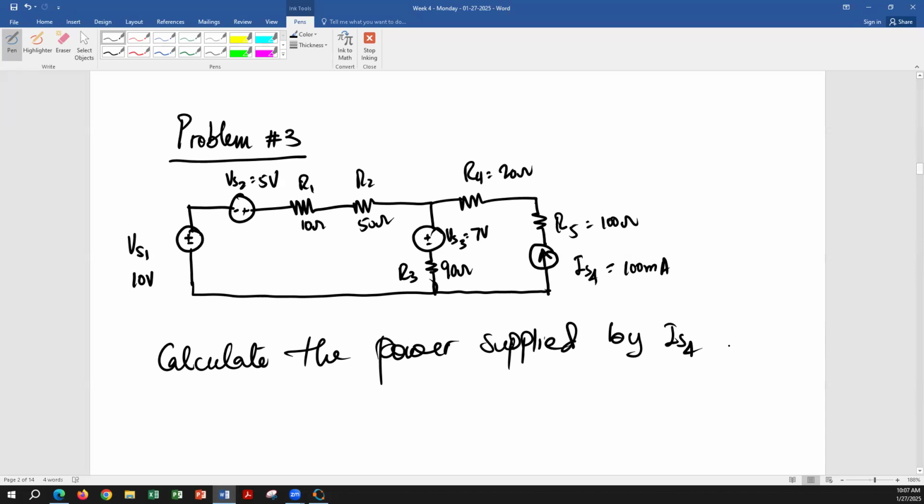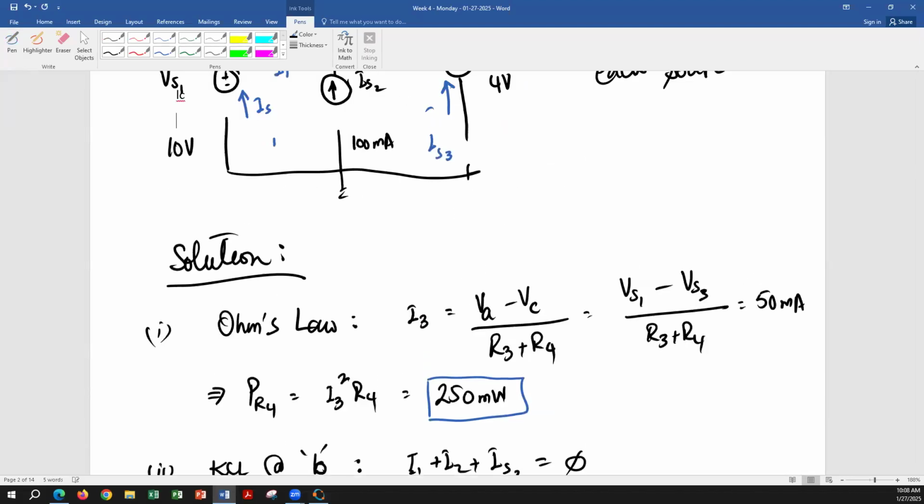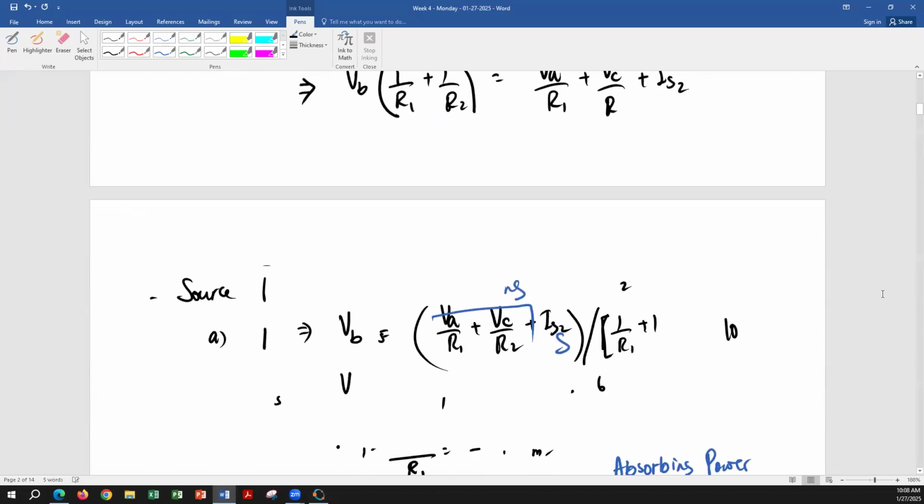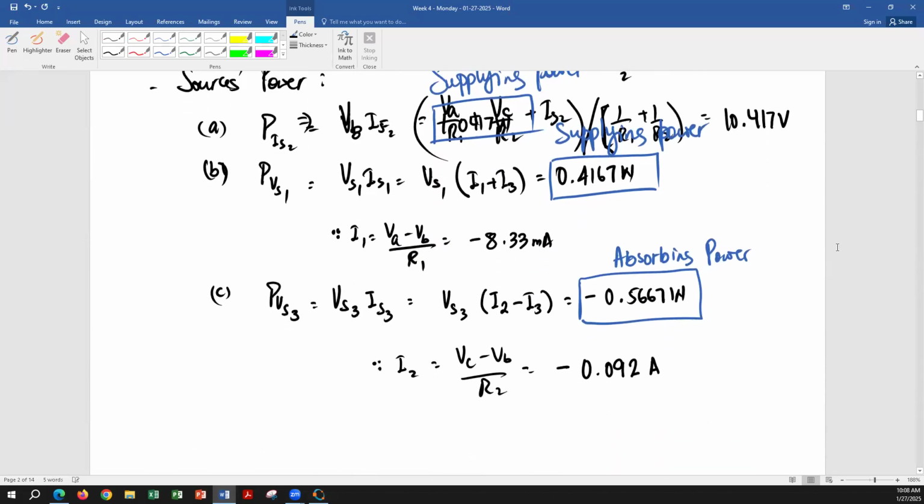Calculate the power supplied by IS4. Meantime, I can enter the values. Oh, what happened here?